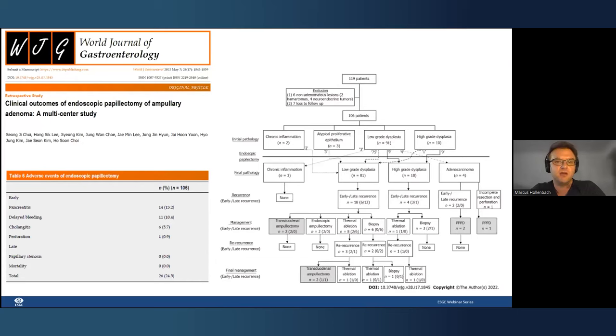So that means our pre-interventional staging is still not perfect, and maybe the use of advanced artificial intelligence or other systems in the future will help us to better discriminate the patients between an adenoma and a carcinoma.